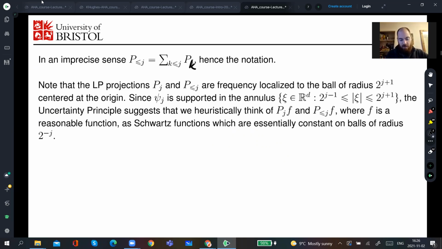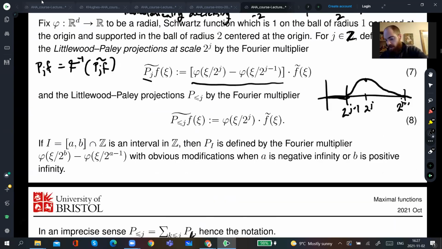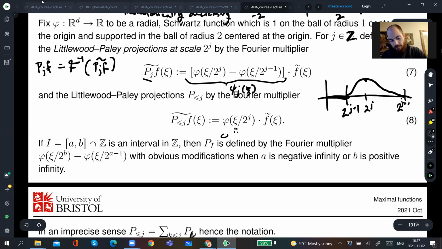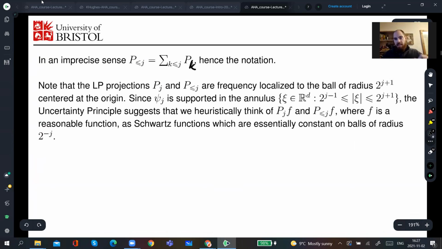And now what do each of these things mean? Recall, each of them is frequency localized, meaning its Fourier transform is supported in the ball of radius 2 to the j plus 1. And psi_j is going to be this right here. For future reference, I will write this as psi_j of xi, and I will write this as phi_j of xi. Okay. So P_j and P less than or equal to j are operators that take your function and localize it in Fourier space to a ball of radius 2 to the j plus 1.